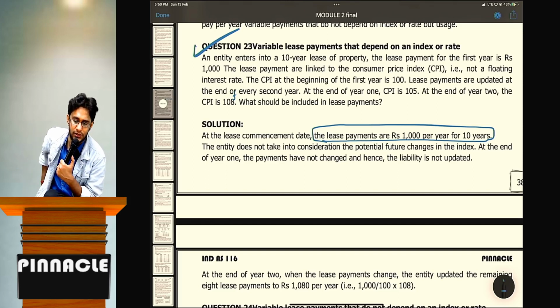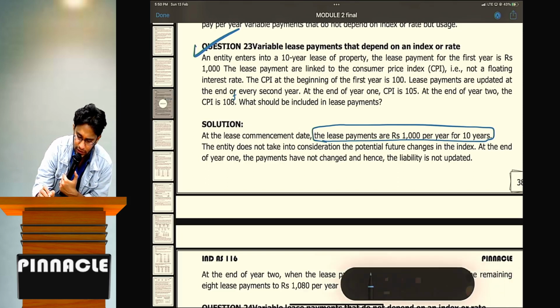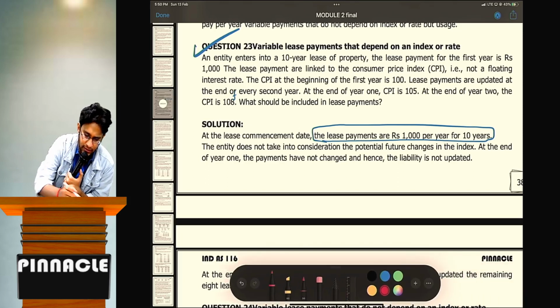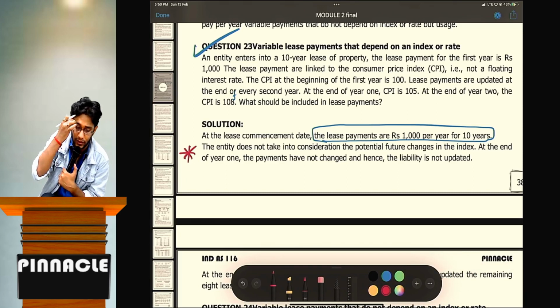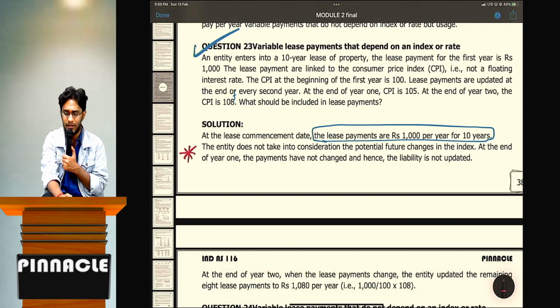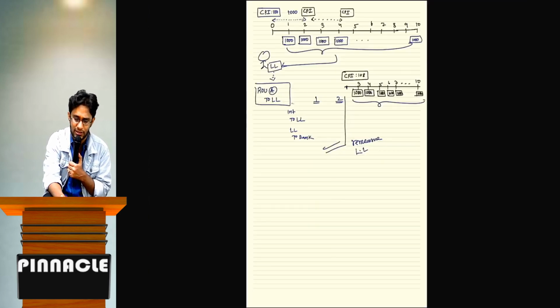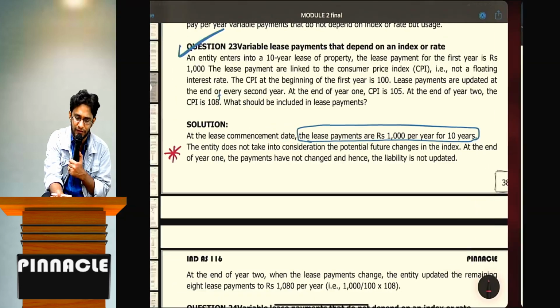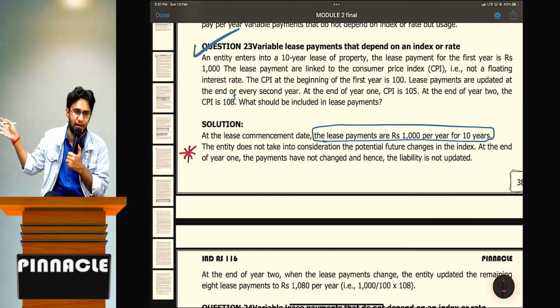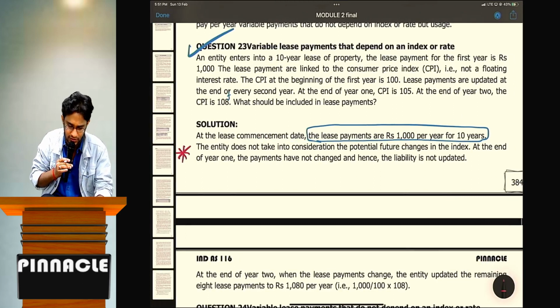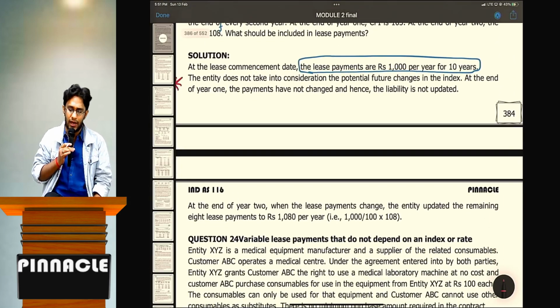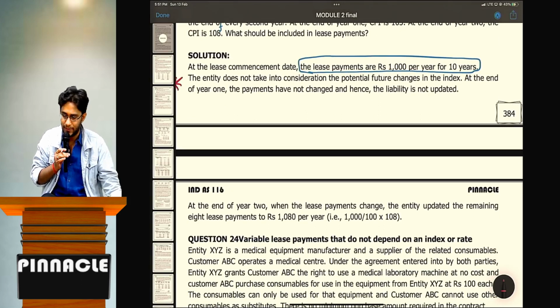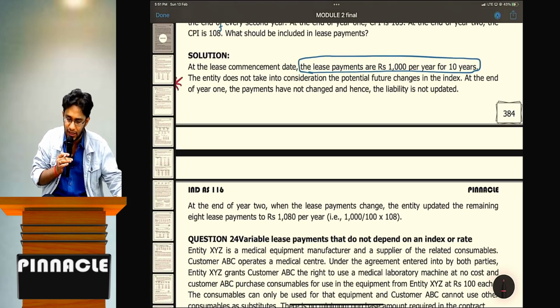The entity does not take into consideration the potential future changes in the index. At the end of year 1, the payments have not changed and hence the liability is not updated. Sir, the lease liability remeasurement, when will it happen, sir? Each year, or every 2 years? Every 2 years. The first year, whatever 105 CPI he gave, that's a trap, sir. Don't touch that. Next.